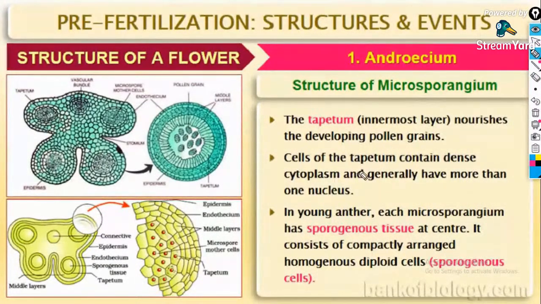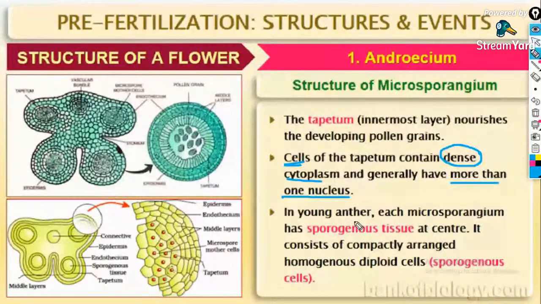Then next one, cells of the tapetum contain dense cytoplasm, very important. What are the typical features of cells of tapetum? The cells of tapetum consist of dense cytoplasm and generally have more than one nucleus, and the cytoplasm is also very dense.